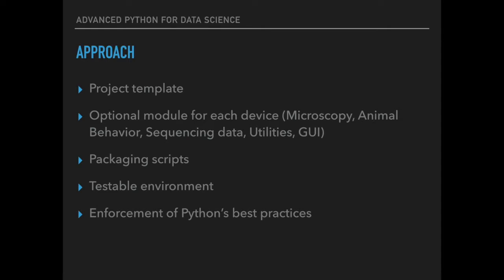First, I wanted to have a project template to ensure that scientists would start with a reproducible scaffold that they can then build upon. Then I wanted to design one Python module for each device or category of experiments. For example, if you're looking at cells, you might be using different types of microscopes, and I wanted to provide the ability to deal with that within a microscopy module. Similarly, sequencing data might refer to DNA or RNA segments, and I wanted a sequencing package to provide code to deal with that. I also wanted a utilities package to provide general operations that might be useful across different devices.